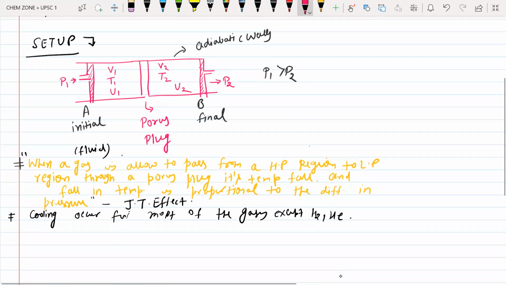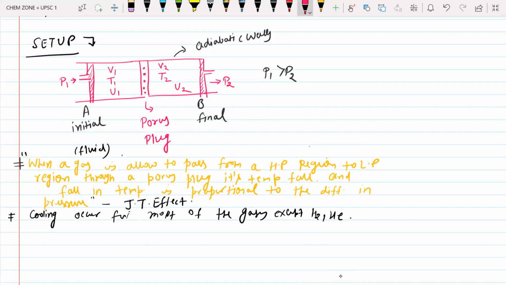See, first of all, we need to understand what the Joule-Thomson effect is. Joule-Thomson suggests that when a gas or fluid is allowed to pass from a high pressure region to a low pressure region through a porous plug, its temperature decreases. And the decrease in temperature is proportional to the difference in pressure.